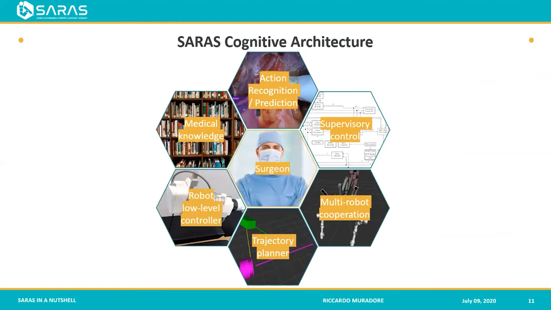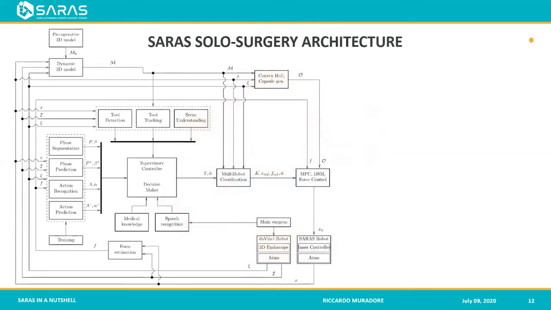And at the very center of this architecture, there is the surgeon, because this architecture, the SARAS system, is not going to perform a surgery fully autonomously, but SARAS has to support the main surgeon over the procedure. So SARAS has to react to the behavior of the surgeon. So this is just a sketch of the architecture, just to show you how complex it is to put everything together.